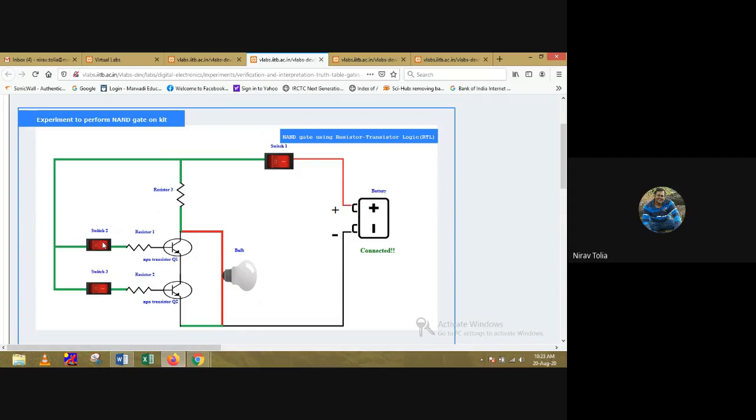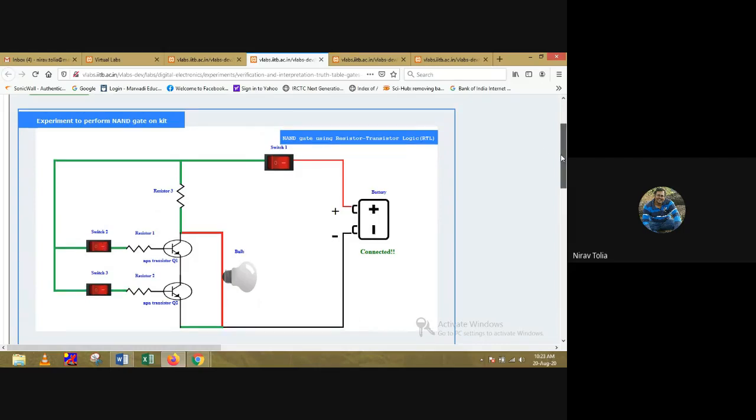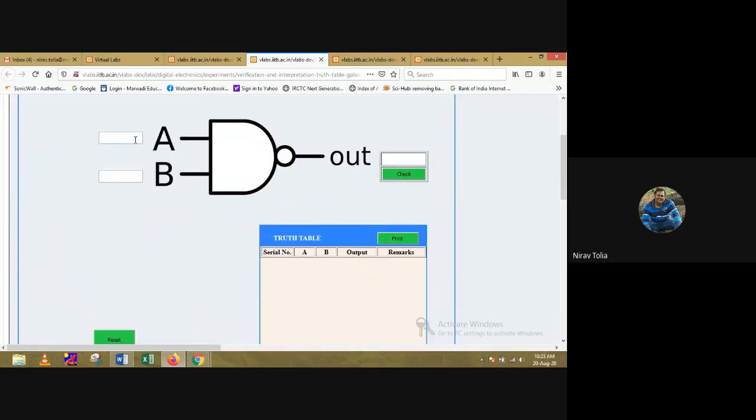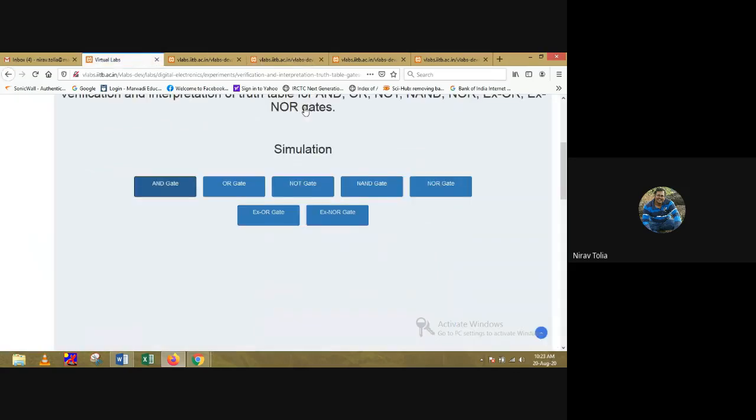So again, it is realized by resistor transistor logic, and you have to verify the truth table. For 00, my output is 1. For 01, again my output is 1. For 10, again my output is 1. And for 11, suppose you are checking like that only, then it is incorrect. For 11, your output is 0. So this is the truth table of the NAND gate.